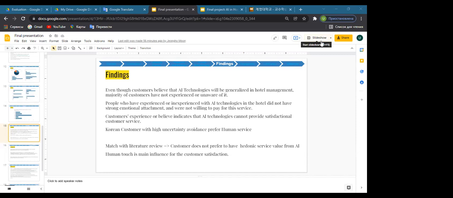But also, I kind of realized that our surveys were very biased, because we conducted our surveys in Daegu, which is kind of very countryside compared to Seoul, which means not many people had the opportunity to experience AI chatbots and AI robots, especially in hotels. And Daegu is known to be a very conservative district compared to other places in Korea.